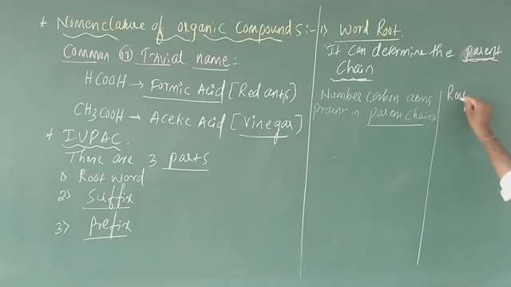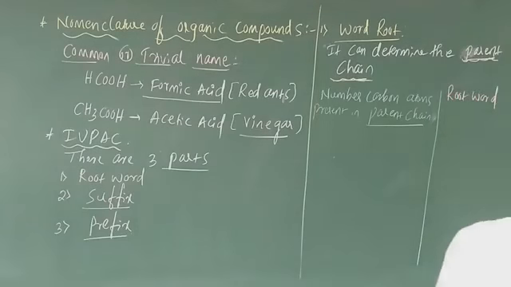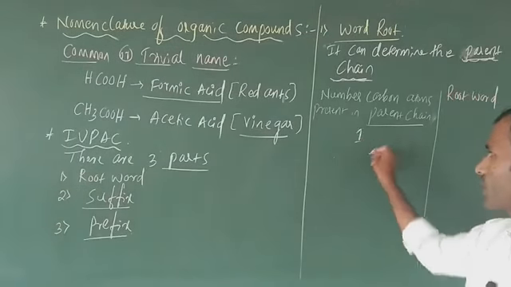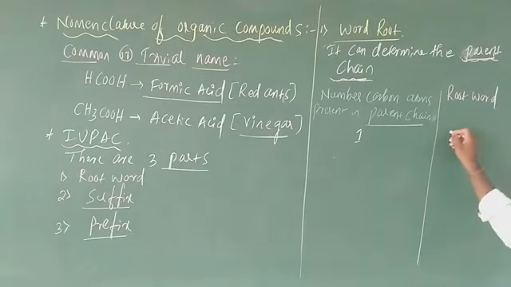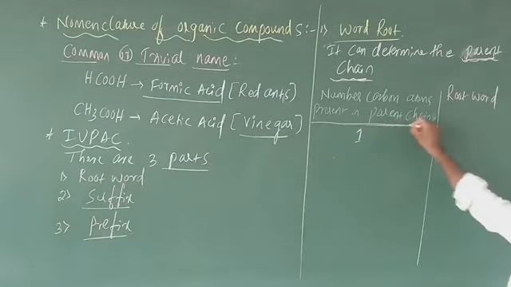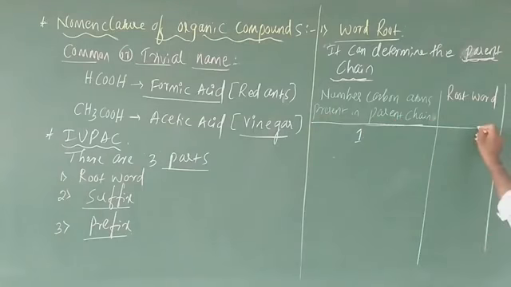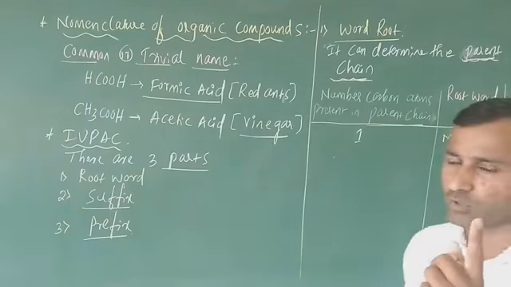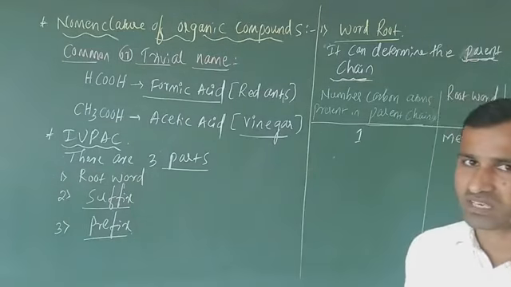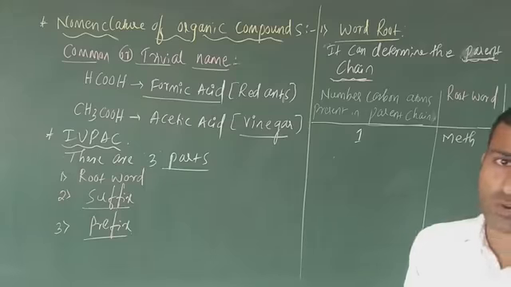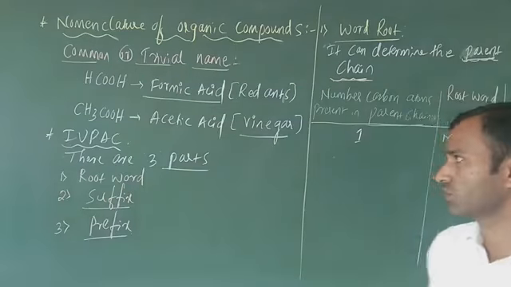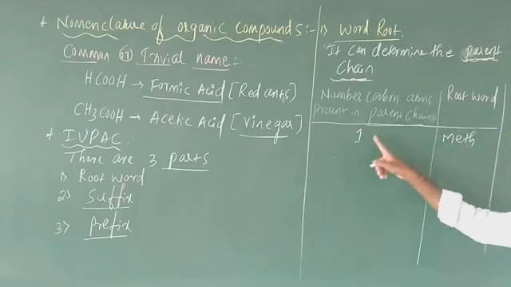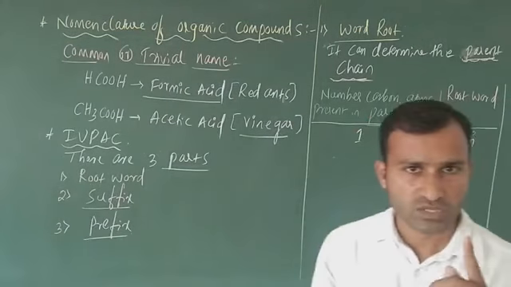Next, this is the root word. If I consider one carbon, what is the root word? Meth. In this case, meth is the root word. M-E-T-H, meth. Only one carbon is there. You know very well about methane. How many carbons are there in methane? One carbon. That's why we write methane. That's why the number of carbon atoms present in the parent chain is 1.